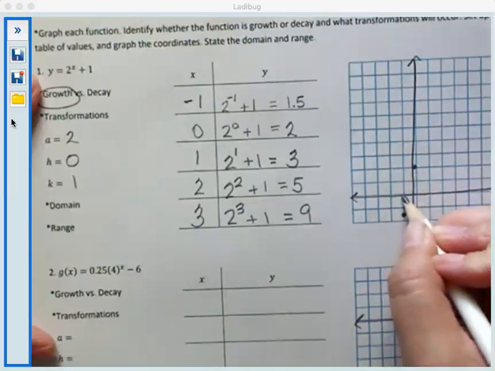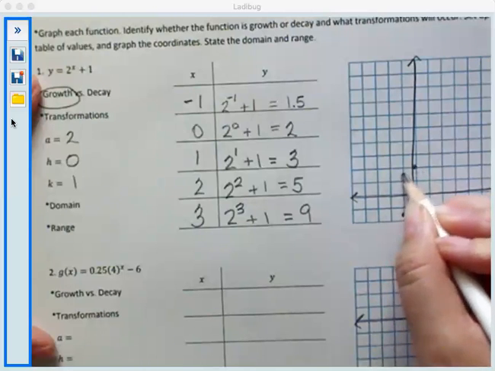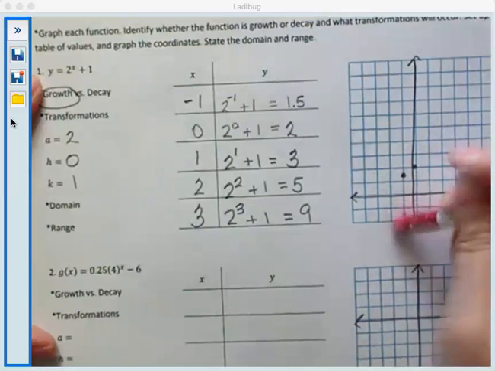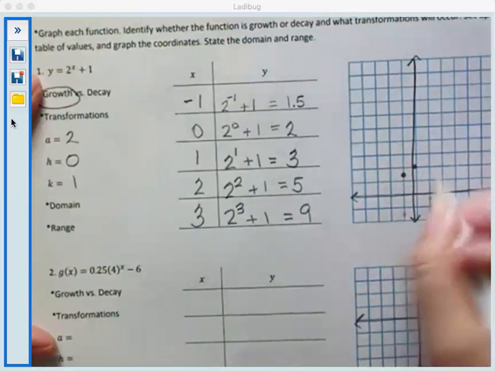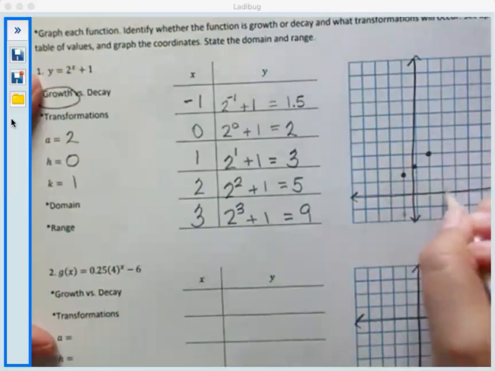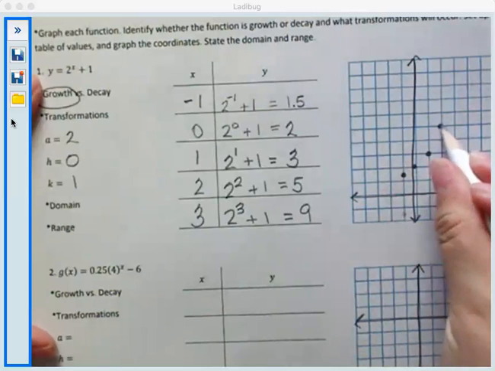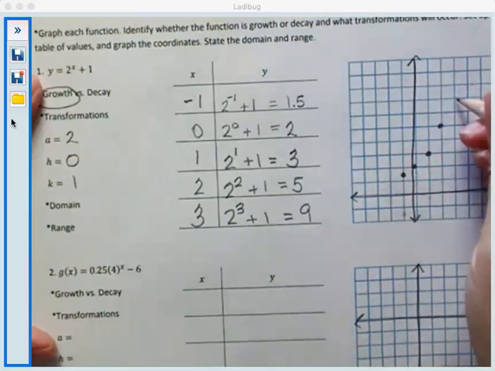Oh, whoops, sorry, -1, 1.5 here. Sorry, that was my bad. And then I have 1, 3, 2, 5, and 3, 9.